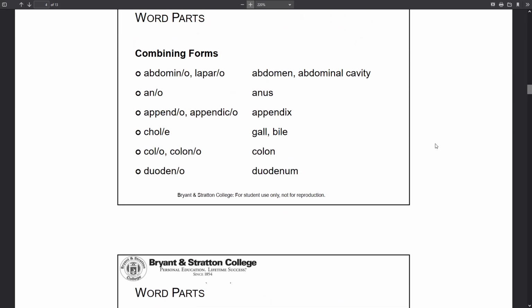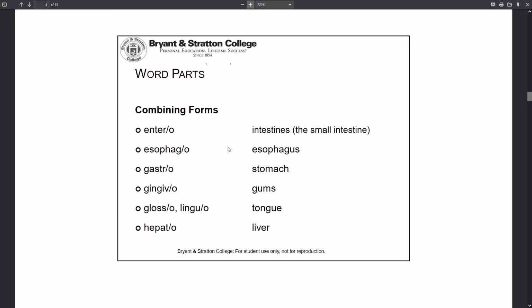Remember, the colon is its own separate thing. The colon is the large intestine. Esophago, esophagus; gastro, stomach; gingivo, gums; glosso or linguo, tongue. Hepato refers to liver.